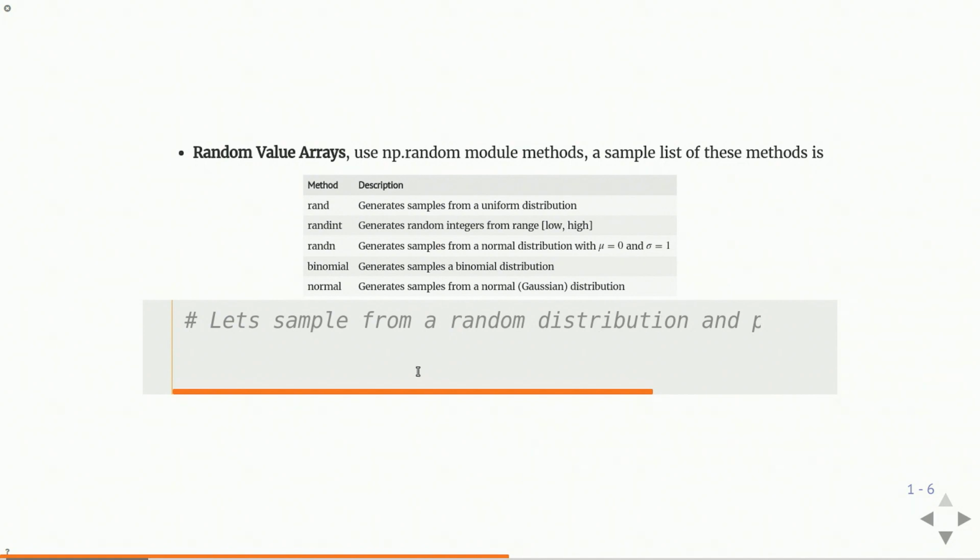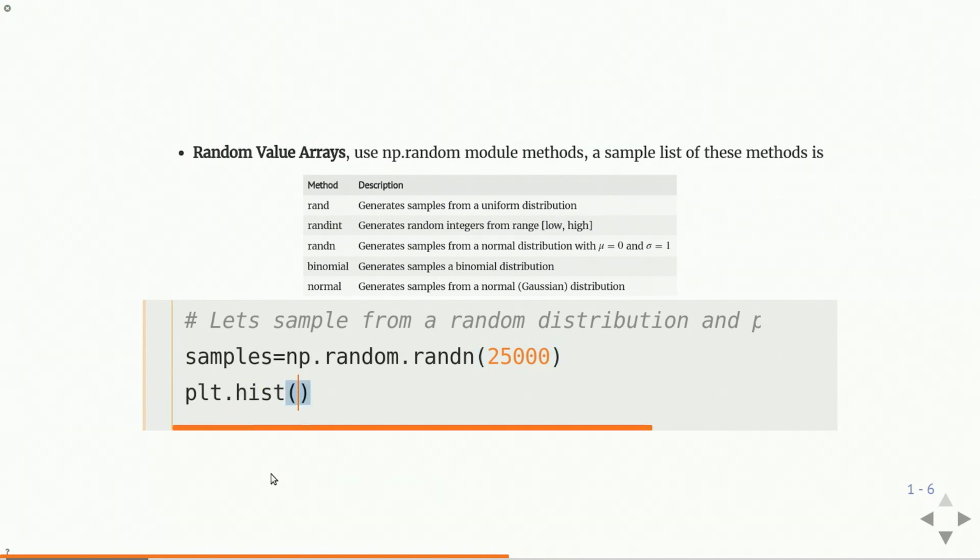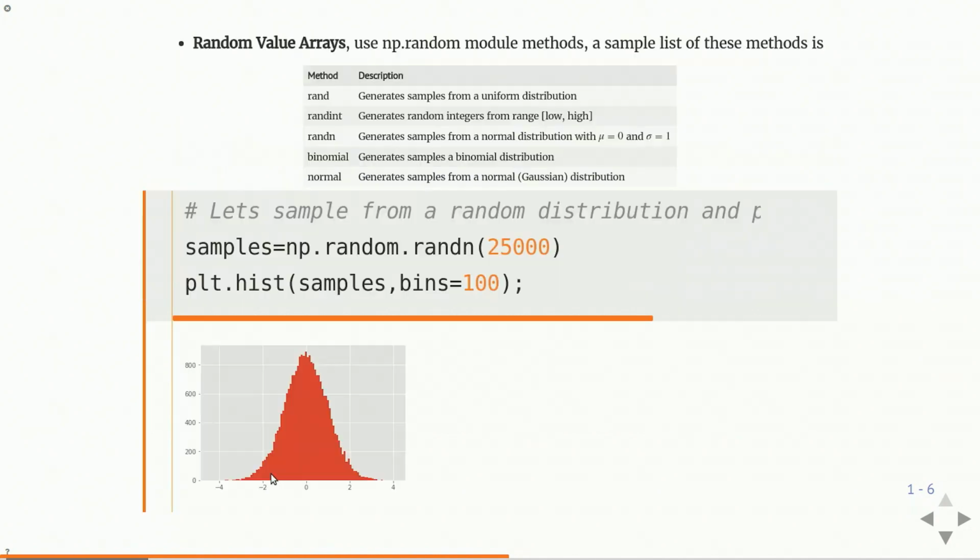So let's sample from a random normal distribution and plot a histogram. So samples is equal to np.random.randn, and let's sample 25,000 samples, and then let's go and plot it. plt.hist of samples, and let's set number of bins equal to 100, and that's how simple it is. Here we are sampling 25,000 points from random normal distribution and plotting its histogram.